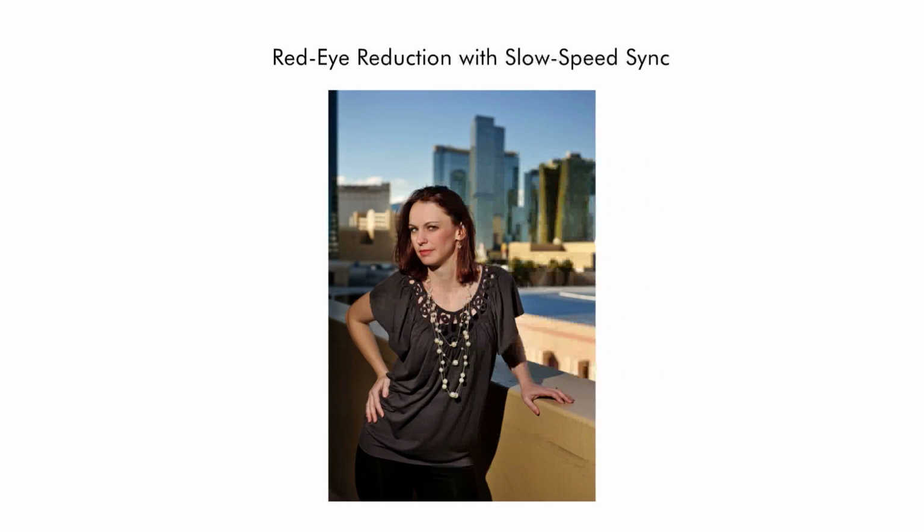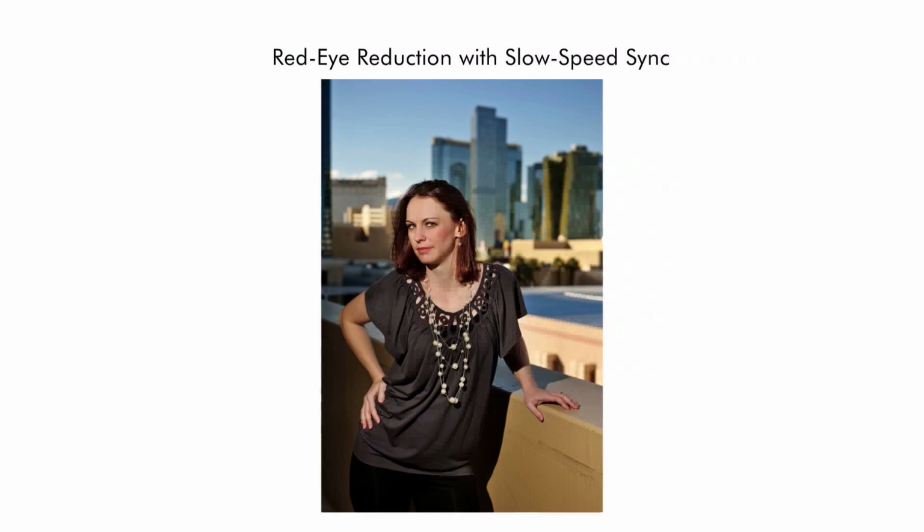Red eye occurs when light bounces off your subject's retinas. You'll often see it in photos taken in dim light. In red eye reduction slow sync mode, your Speedlight will fire pre-flashes that cause your subject's pupils to contract. Select the mode on your camera.